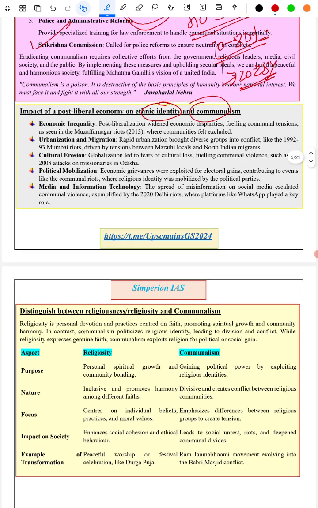Next we have covered the difference between religiosity and communalism. See, the fundamental difference is personal spiritual growth versus community bonding. Religiosity is I love my religion. Communalism is I love my religion and I hate other religions or other ethnicities. That's communalism. We have given a very good 4-5 points and an example. It's also a PYQ question.